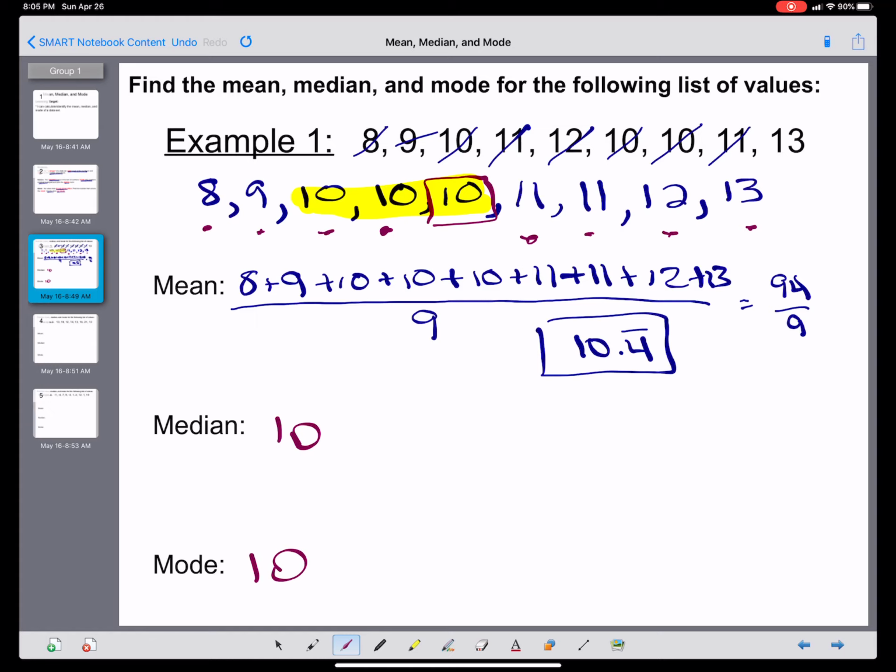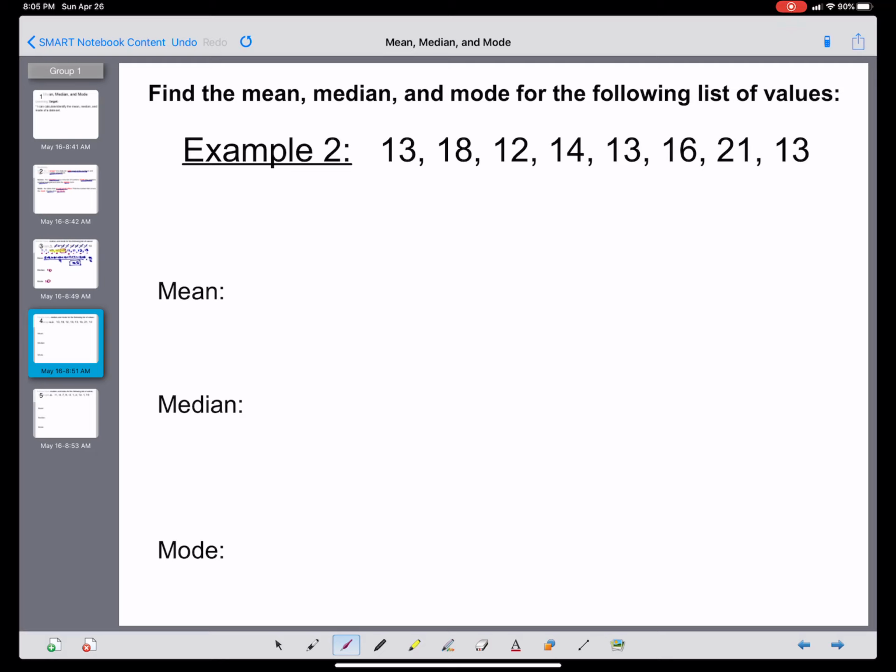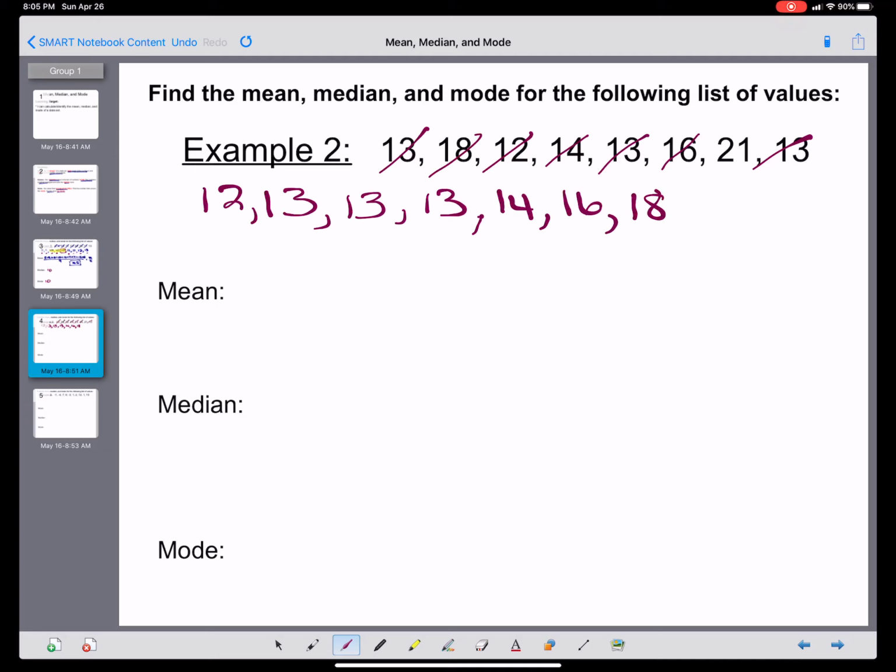All right, let's look at the next one. Make sure that you write this from smallest to largest. Well, I have 12, 13, 13, another 13, 14, 16, 18, and 21. Okay, to find the mean, again, the average, I'm going to add them all up.